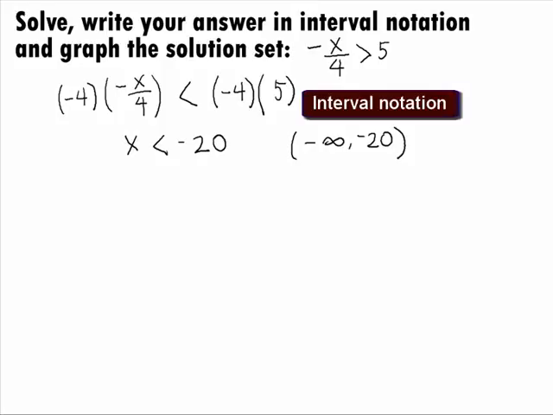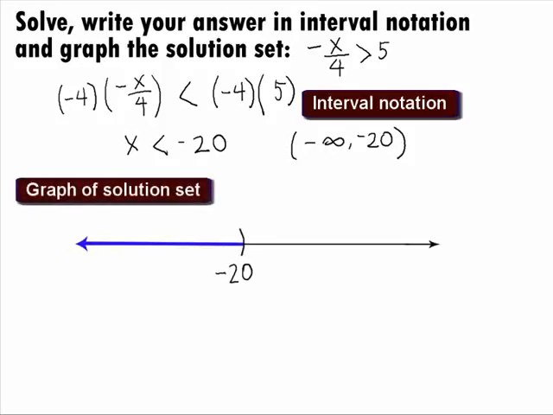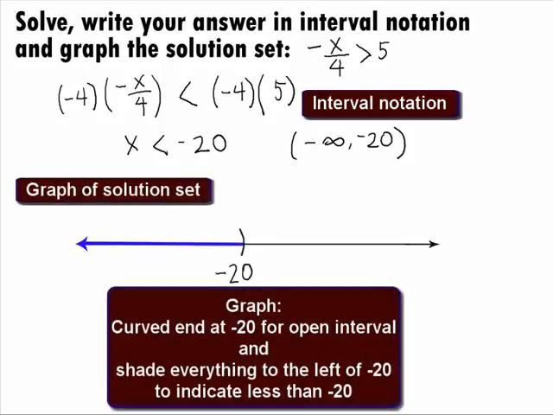Last, we need to graph this. The graph will look like the interval notation. We will have a curved end at negative 20, and to show everything less than negative 20, we will shade in everything to the left of negative 20 for our final answer for the graph.